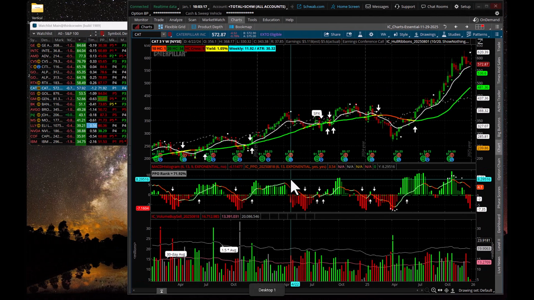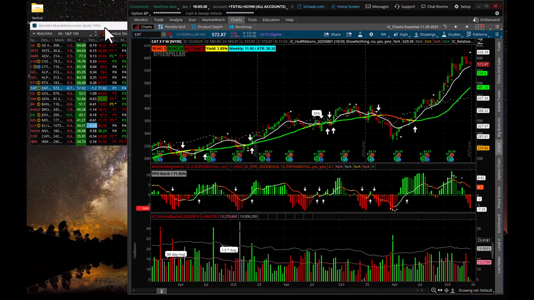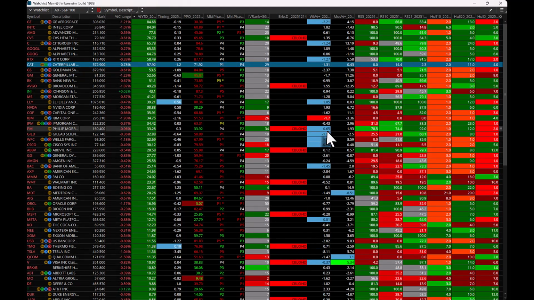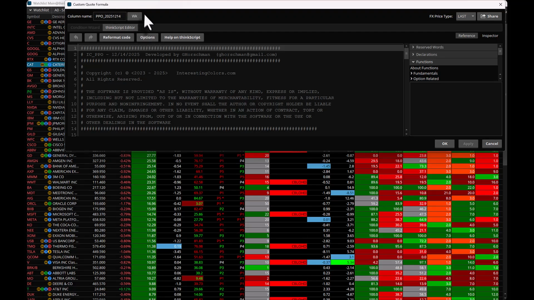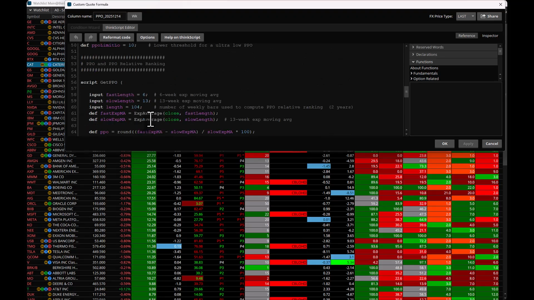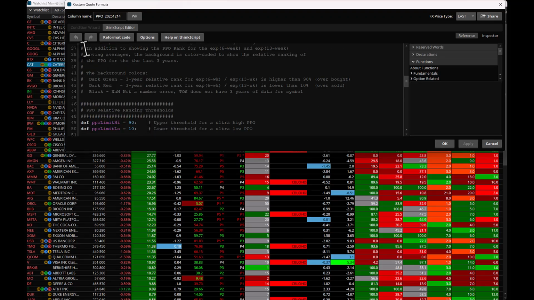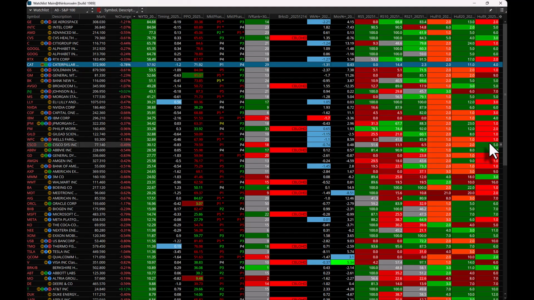So if we cruise back to the chart, let's open up the watch list for the same watch list we were looking at. The PPO column is right here. And the significance of what you're seeing for the PPO is there's the actual ranking percentile for that 3-month time period. So if you look at the formula, yes, we are in fact working with weekly bars, and we are in fact looking for, there it is, for the last 3 years. So we're looking essentially at the same thing we were just looking at on the prior chart.